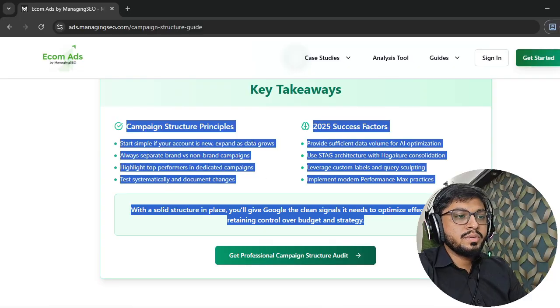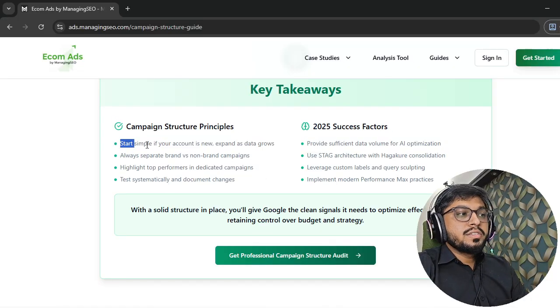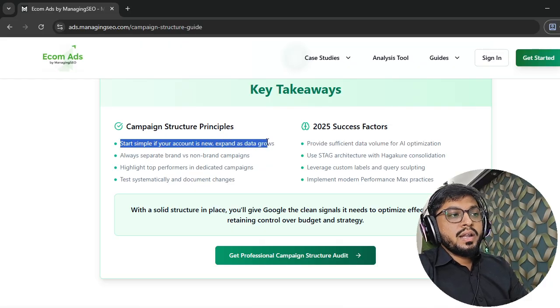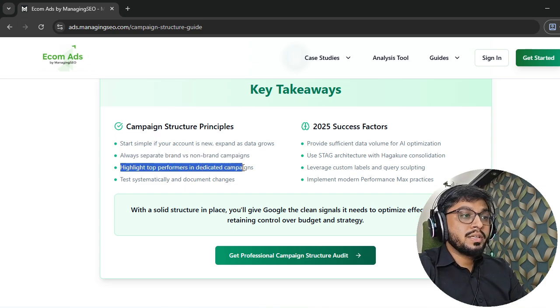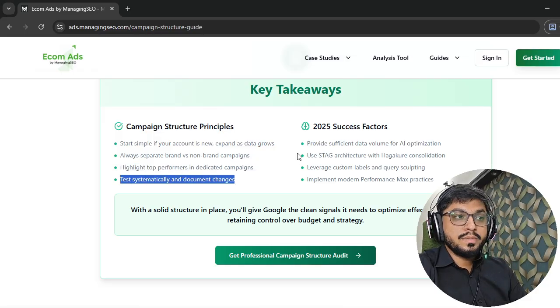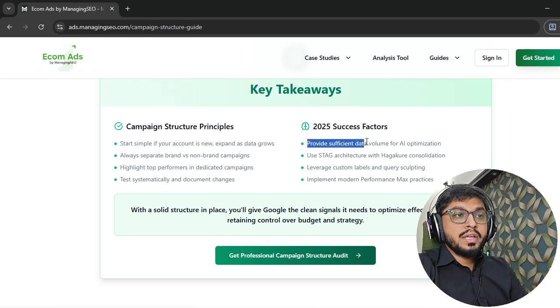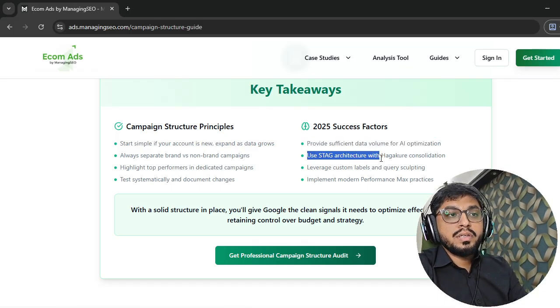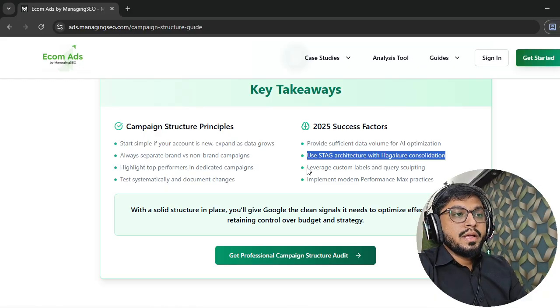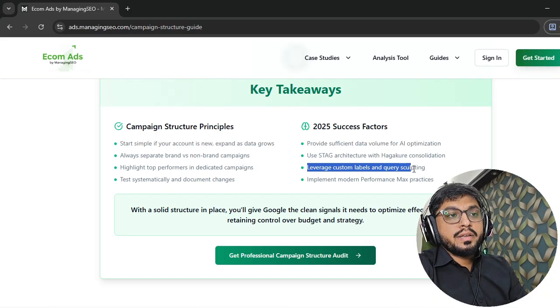Here are the key takeaways. Start simple. If your account is new, expand as the data grows, and always separate branded from non-branded campaigns. Highlight top performers in dedicated campaigns, and test systematically and document changes. Provide significant data volume for AI optimization for PMax. Use SKAG architecture with query consolidation. Leverage custom labels and query sculpting.